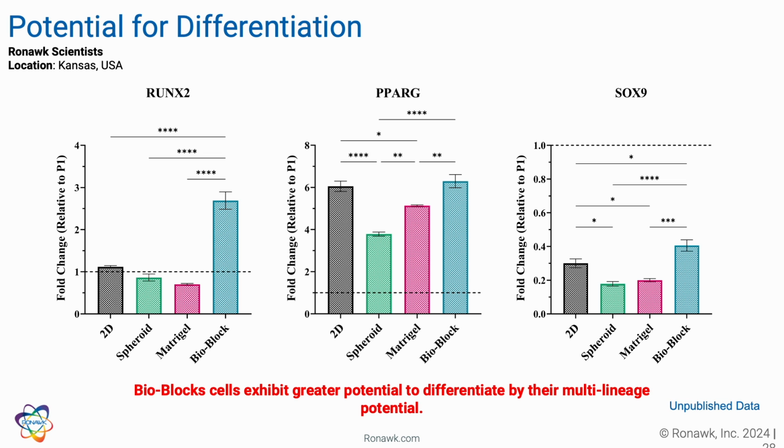In the next section, after he grew the cells in the different formats, 2D, Matrigel, spheroids, and the bioblock, he actually tested for the potential of differentiation.